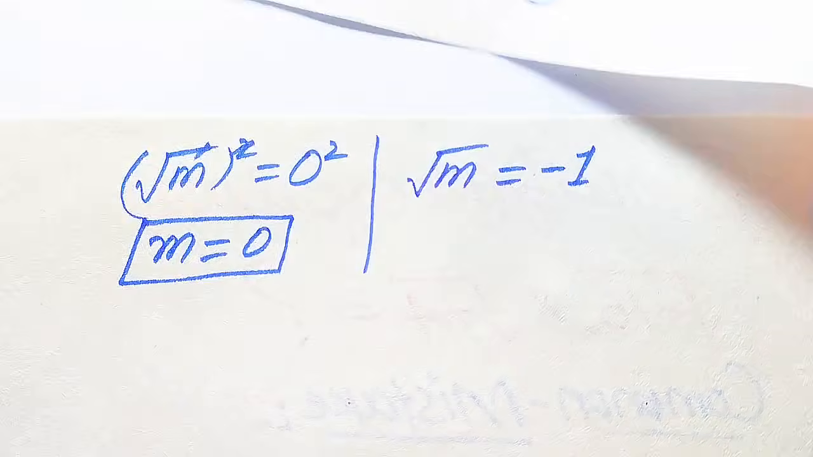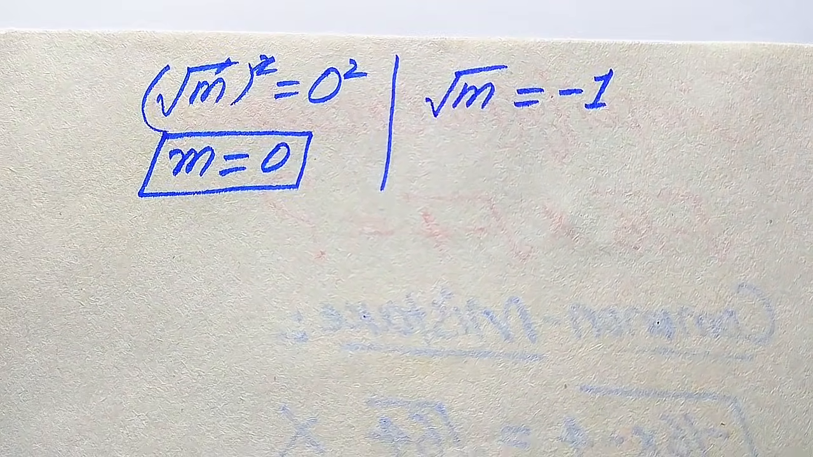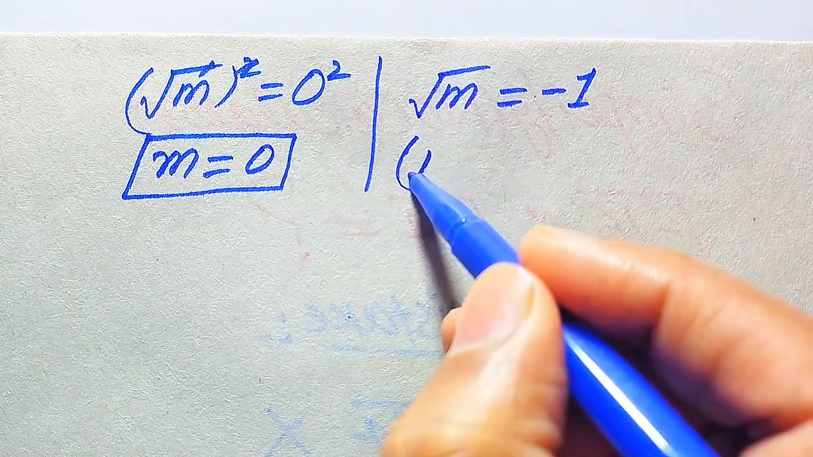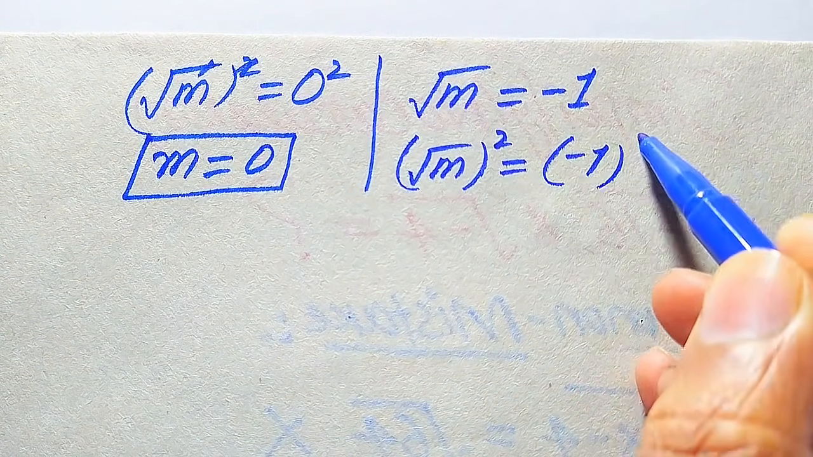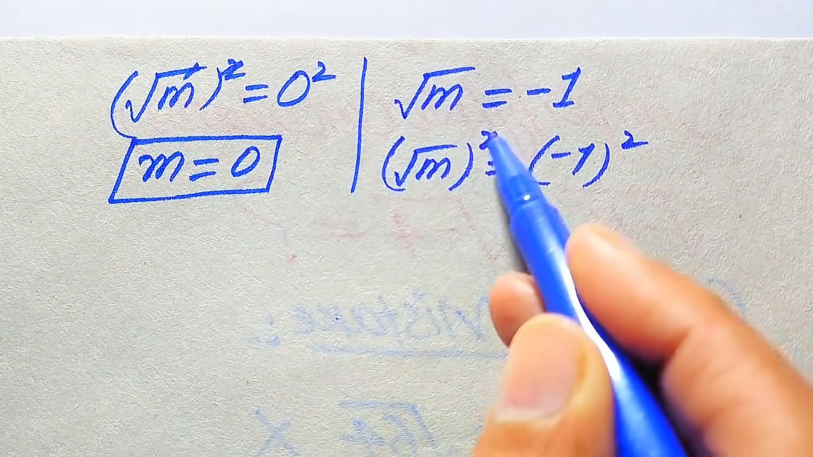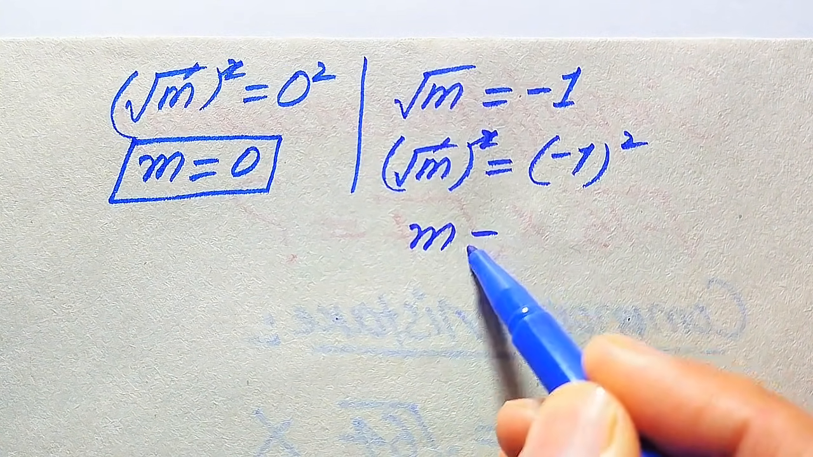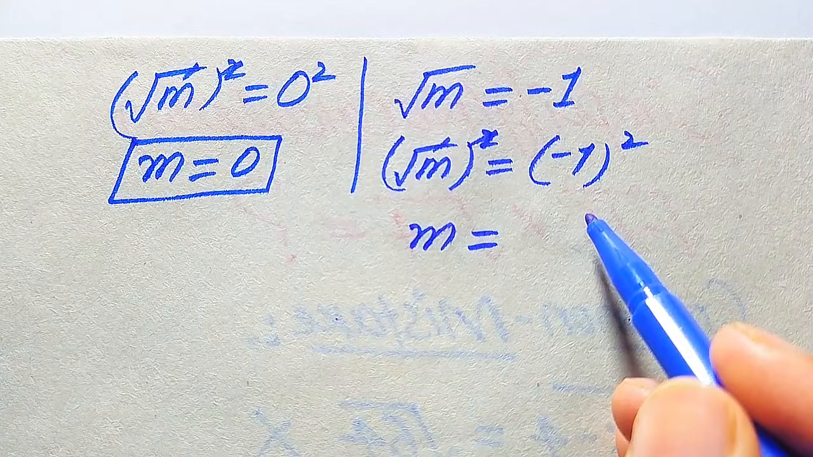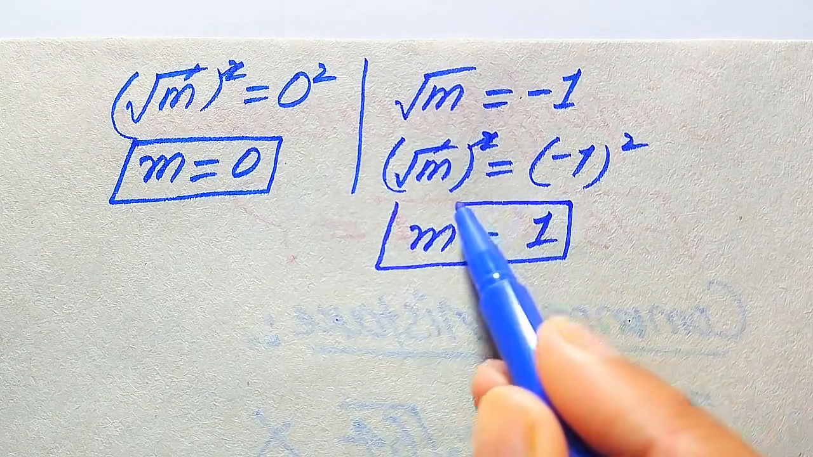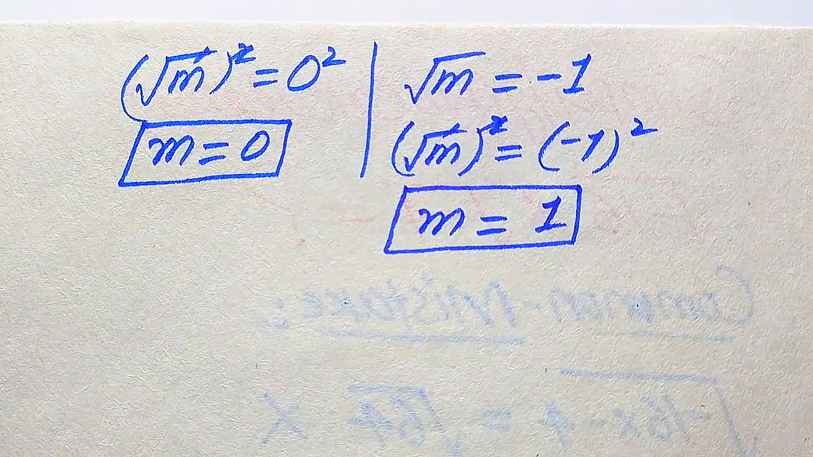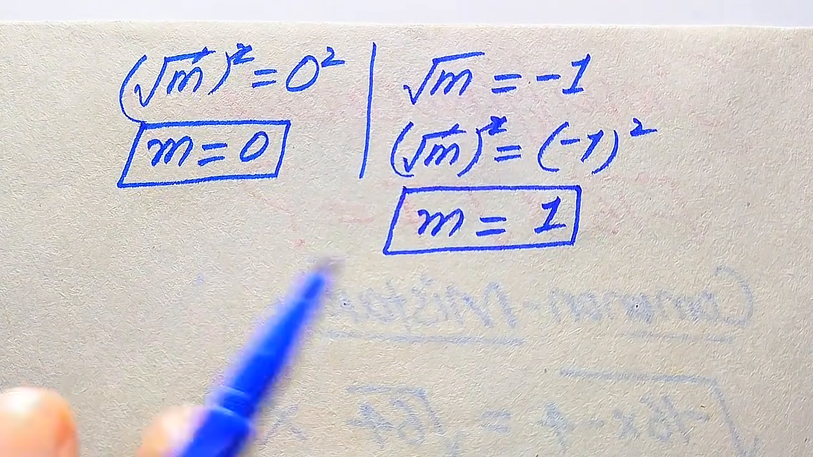And here in order to remove this square root sign, we again take squaring on both of the sides, and when we apply squaring on both sides, it will be written in this form. So this 2 and square root are gone, and we get m is equal to minus 1 squared, and minus 1 squared becomes plus 1. So this is the value m equals 1, and this is m equals 0.